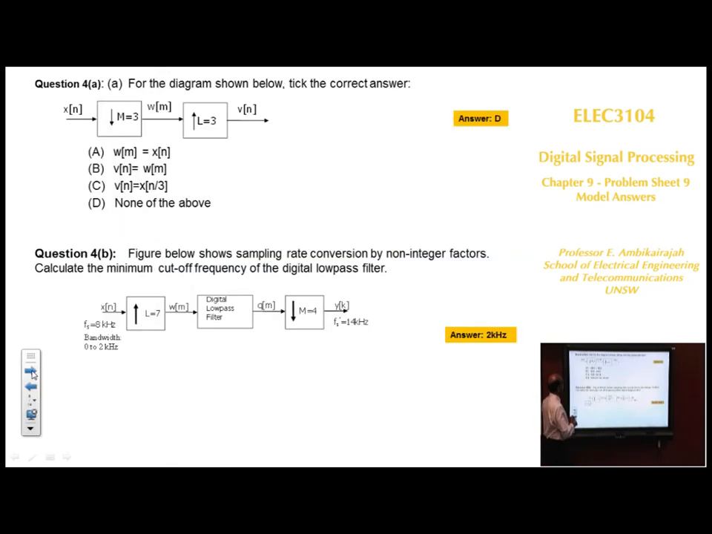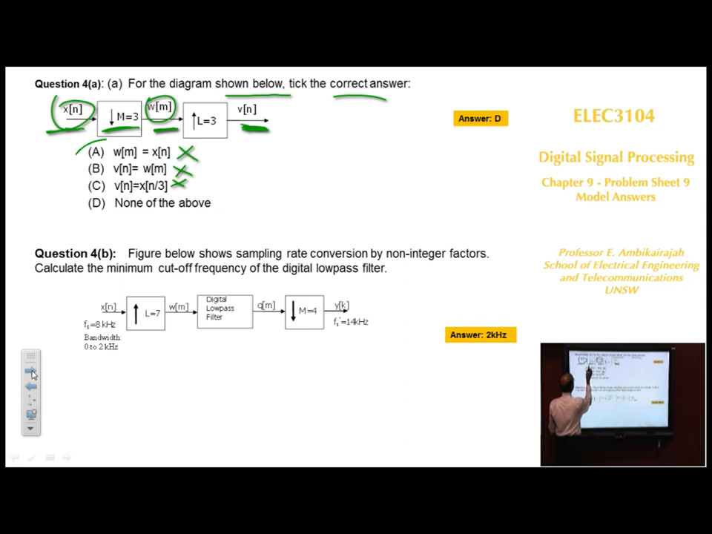All right, we come to this question now. For the diagram shown below, which are the right answers? And you know that Wm is not Xn because there's an operation happening. So definitely this is not correct. Vn is not equal to Vm. That's not correct either. And Vn is related to this one, not related to that one by an equation directly. So that's not correct either.